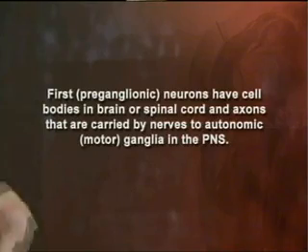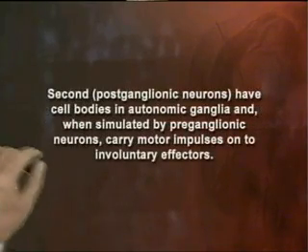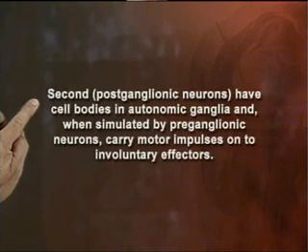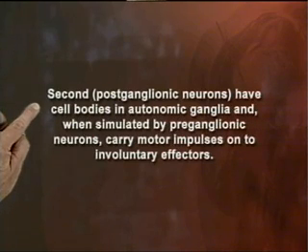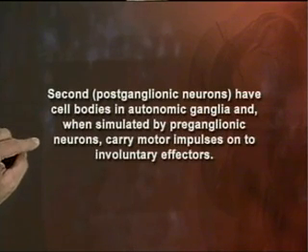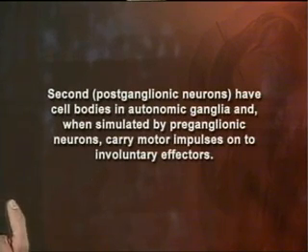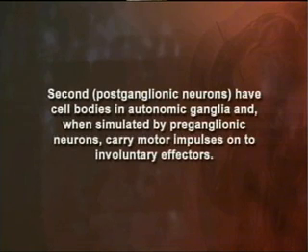And if we go to the next graphic, we can see that the second or postganglionic neurons in the 2-neuron chain have their cell bodies in autonomic ganglia, and when they're stimulated by preganglionic neurons, they carry motor impulses on to the various involuntary effectors. So it's the second neuron in the 2-neuron chain that actually synapses with the involuntary effector.